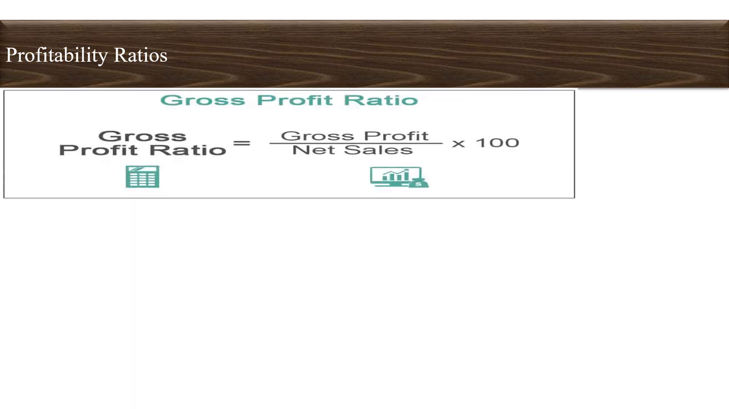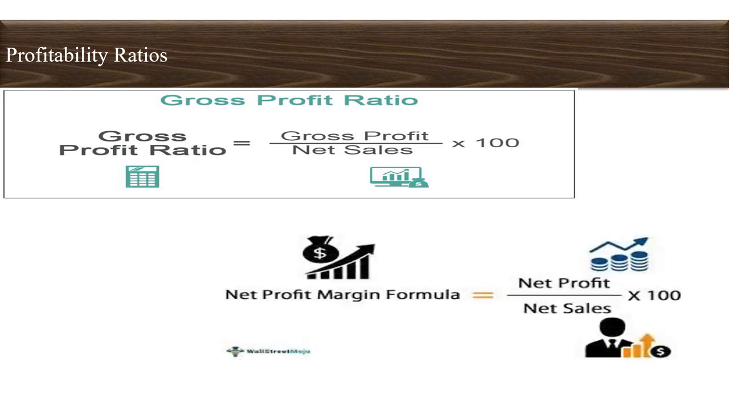Gross profit ratio. This ratio expresses the relationship between gross profit and net sales. It indicates the efficiency of production or trading operations. A high gross profit ratio is a sign of good management, as it implies that the cost of production is relatively low. The formula is gross profit ratio is equal to gross profit divided by sales into 100.